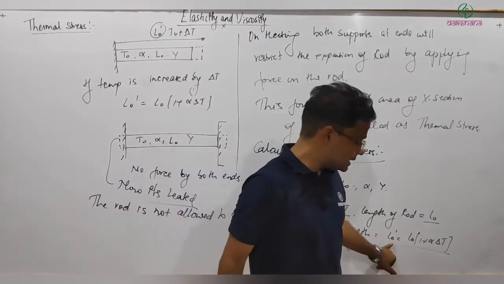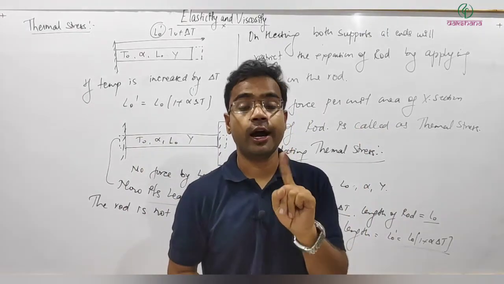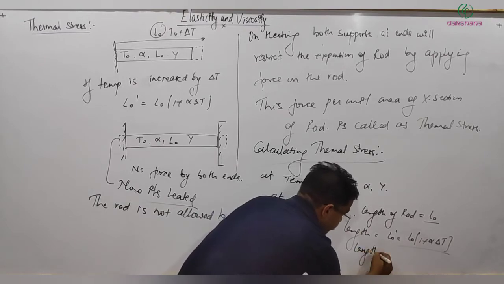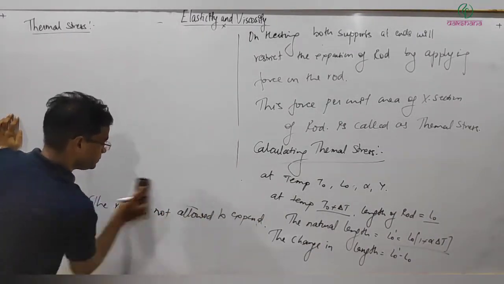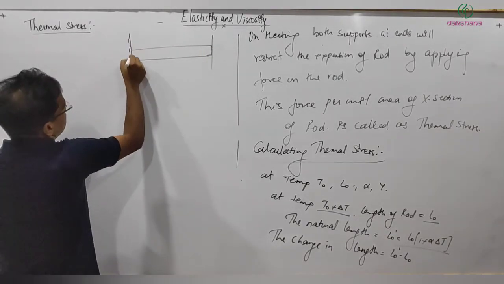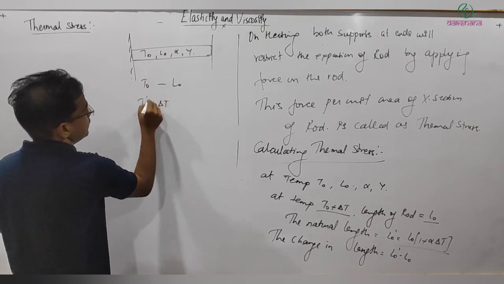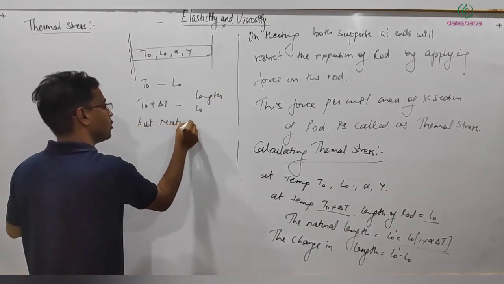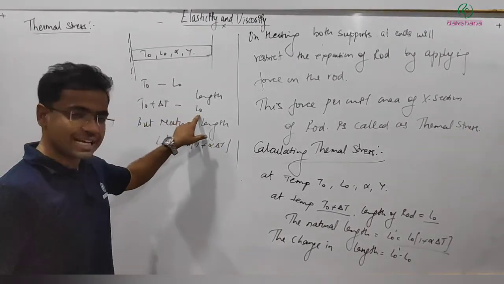So this natural length is higher. That means the rod is not in its natural length. It has been compressed by some amount. How much is it? The change in length is equal to L0 prime minus L0. You can imagine that the rod has been compressed. At temperature T0 the length is L0, and at T0 plus delta T the actual length is still L0, but the natural length will be L0 prime equal to L0 times 1 plus alpha delta T.